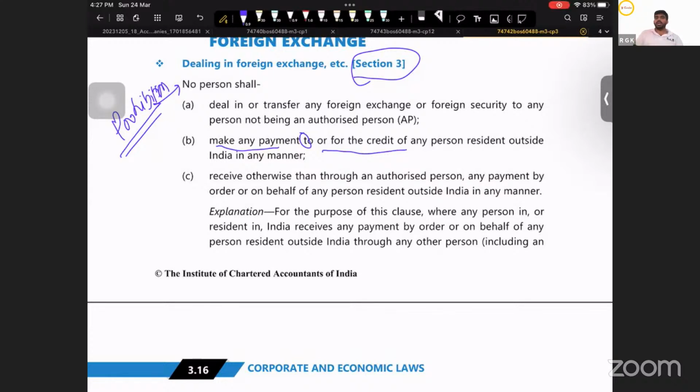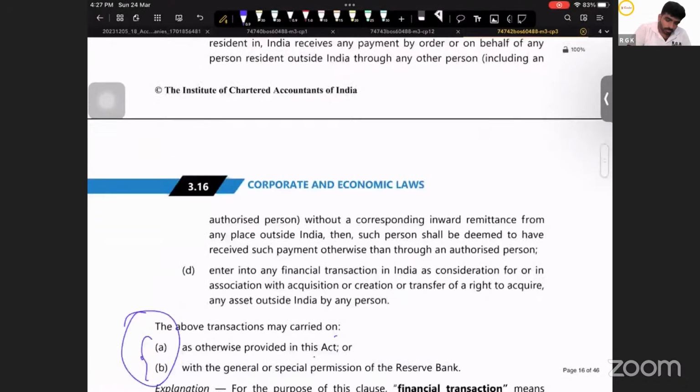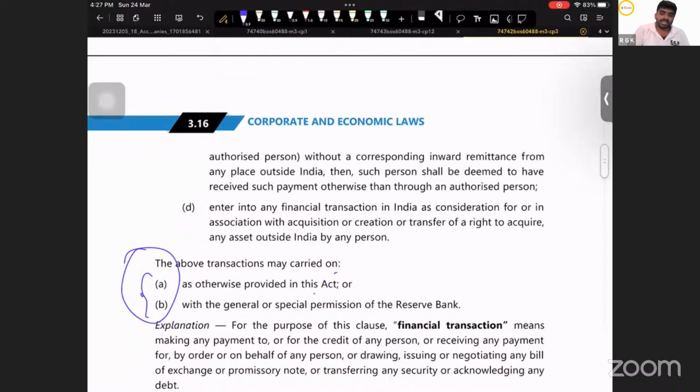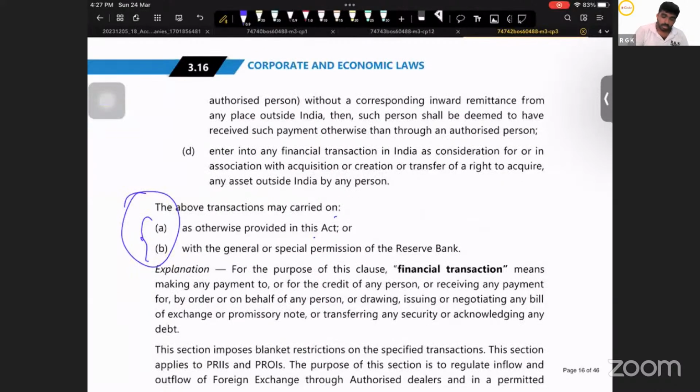ಅವನ ಮೇಲೆ ಪ್ರೊಹಿಬಿಷನ್ ಅಲ್ಲ, ಪ್ರೊಹಿಬಿಷನ್ ಇರುವುದು ನಿಮ್ಮ ಮೇಲೆ, ನೀವು ಅಕ್ಸೆಪ್ಟ್ ಮಾಡ್ಲಿಕ್ಕಿಲ್ಲ ಅಂತ ಹೇಳಿ. Further, no person shall enter into any financial transaction in India. Financial transaction means what? Making any payment to or for credit of any person, receiving any payment by order or on behalf of any person, drawing, issuing or negotiating any bill of exchange, promissory note, or transferring any security or acknowledging any debt. ಇದಿಷ್ಟು ಟ್ರಾನ್ಸಾಕ್ಷನ್ಸ್ ಗಳನ್ನು ಮಾಡ್ಲಿಕ್ಕಿಲ್ಲ.